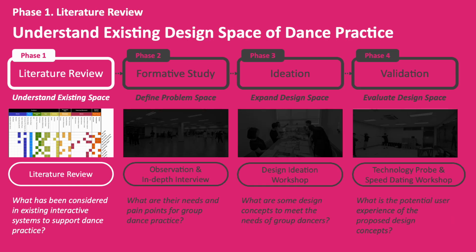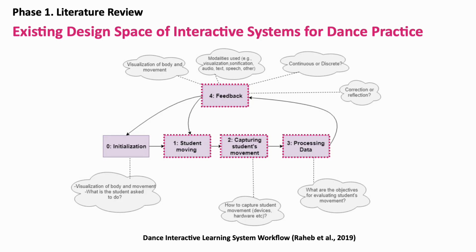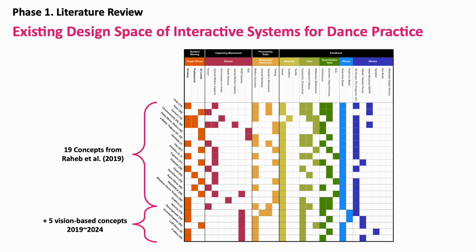In the first phase, we looked at existing dance practice systems to understand what's already been done. We began our research by examining the existing design space of interactive systems for dance practice. Our starting point was the Dance Interactive Learning System workflow by Raheb et al., which outlines four key elements: student moving, capturing movement, processing data, and feedback. Based on these four elements, we analyzed 19 concepts from Raheb et al.'s review and added 5 more vision-based concepts from 2019-2024. This comprehensive review helped us identify current design dimensions and potential gaps in group dance support.